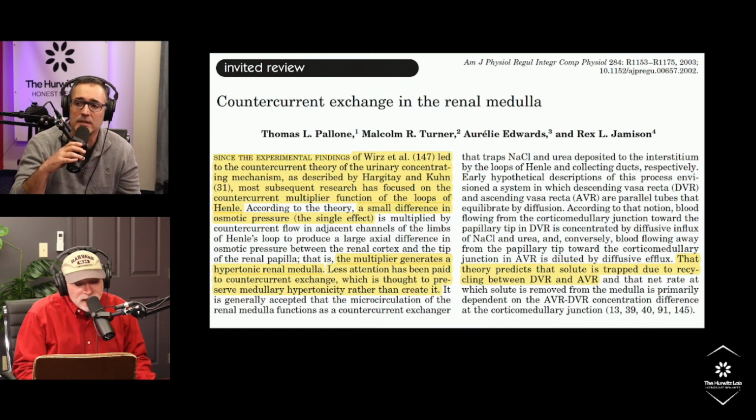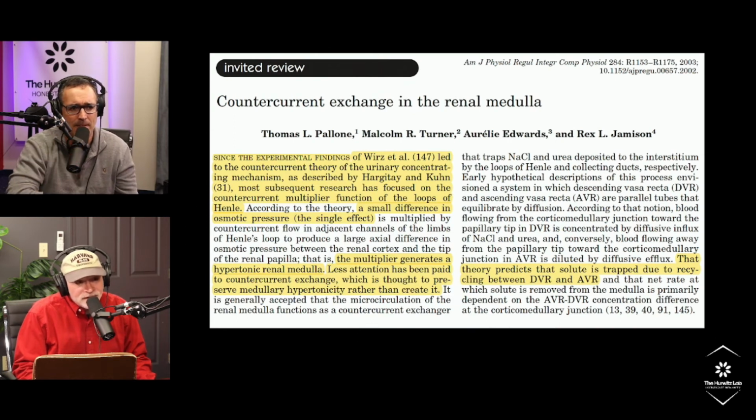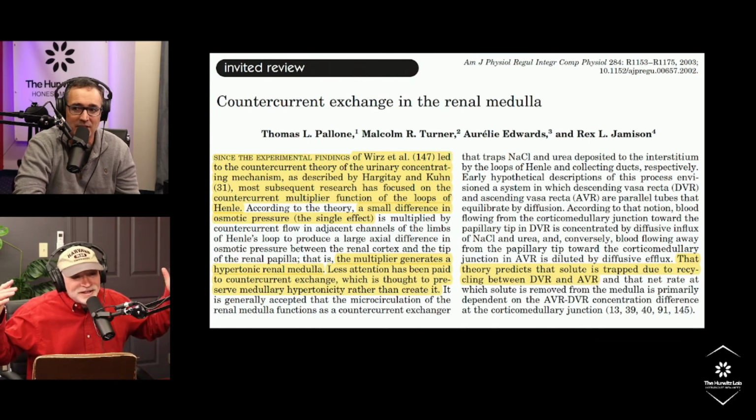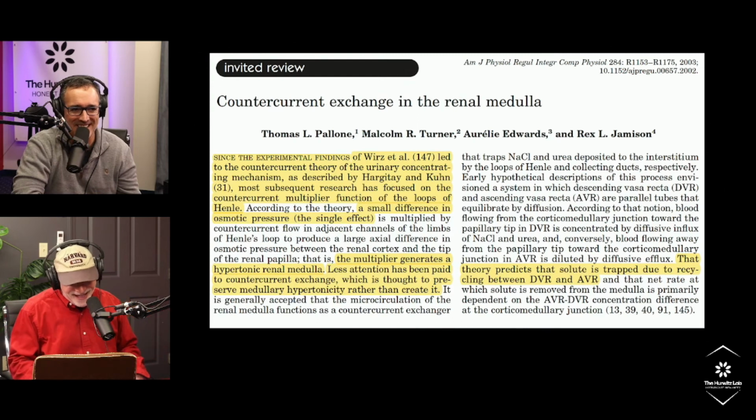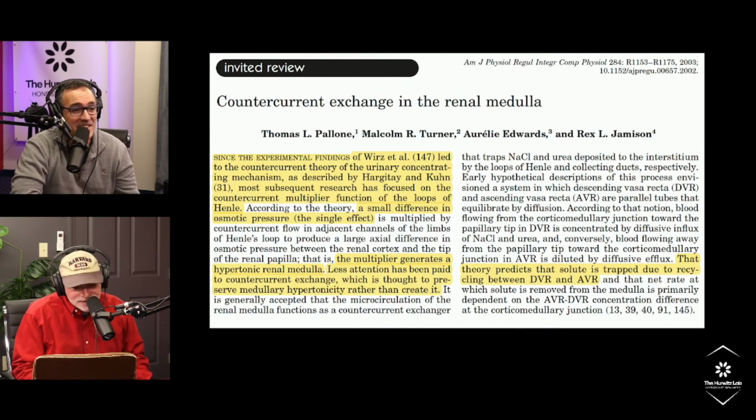See, so right there, they're saying that the single effect is a single effect. Right. And then the multiplication is because of the countercurrent. Okay, that's amazing. The multiplier generates a hypertonic renal medulla. It's a gradient maker. Right. Less attention has been paid to countercurrent exchange, which is thought to preserve medullary hypertonicity rather than create it.